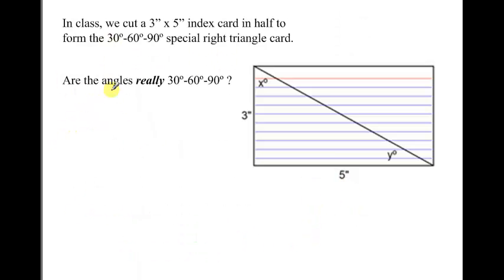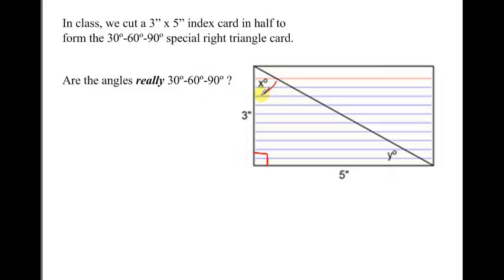Okay, our last example. This will take you back. About a week ago, we made some cards to help you with the 30, 60, 90 triangle. We just cut that index card in half. I hope you remember that. We labeled them as 30, 60, 90. Are they really 30, 60, 90? Let's check. What about, say, angle X?